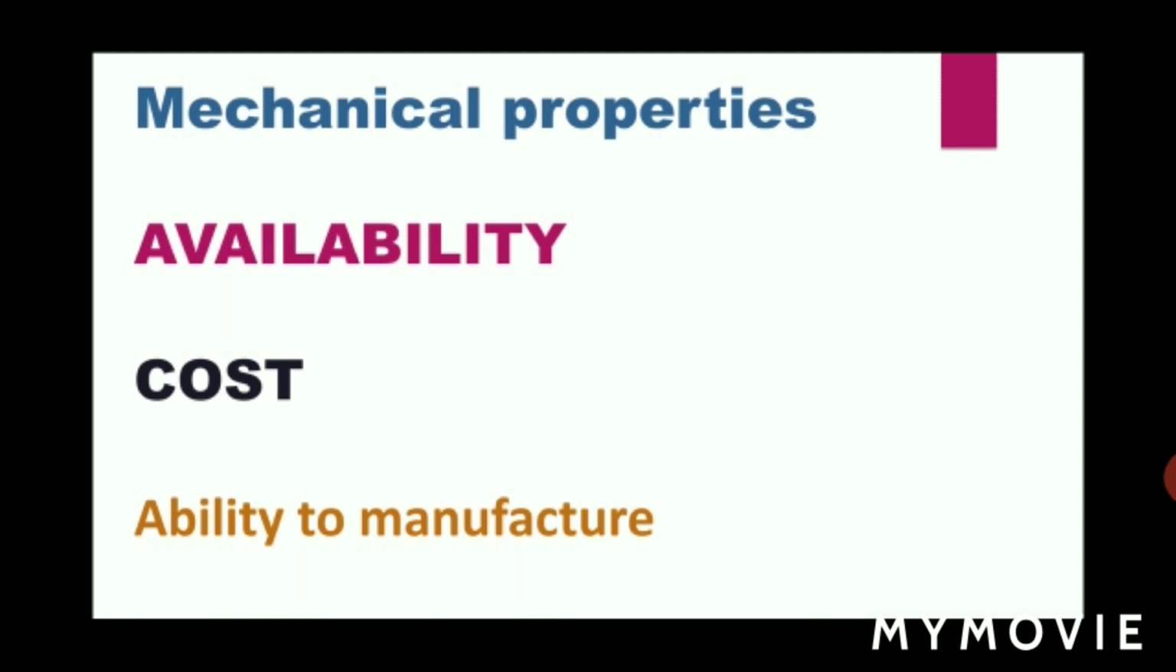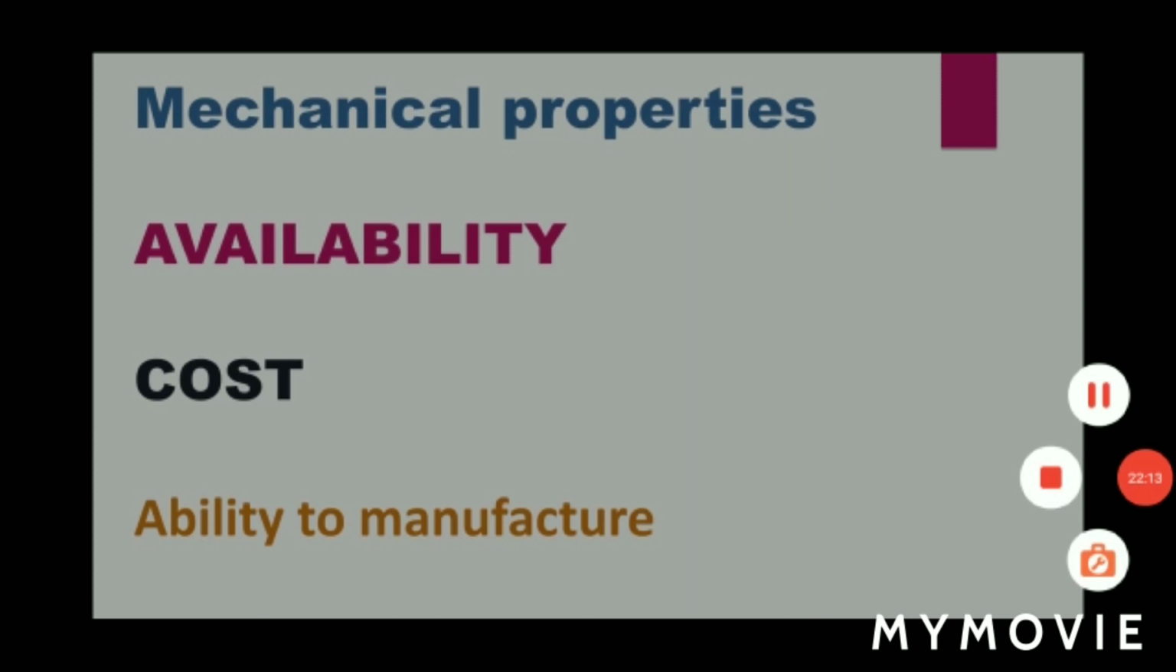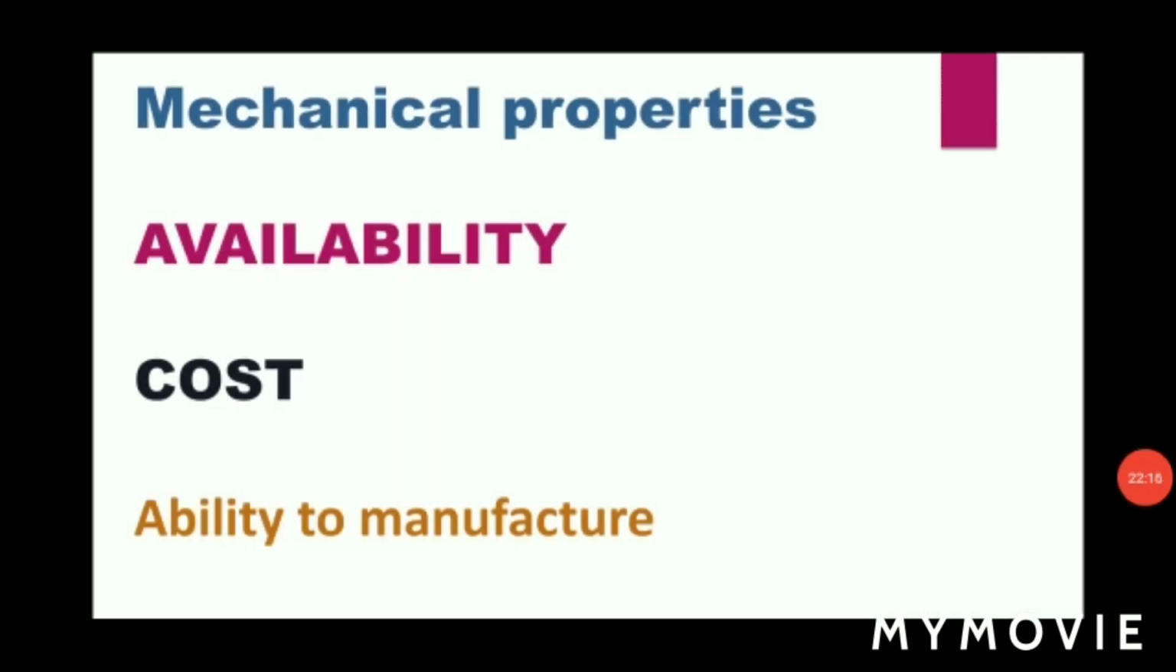Because suppose you go for a high standard material, a new innovation, then in order to process those materials, maybe you do not have that kind of manufacturing system here. Maybe you have to go to another location, or sometimes even another country. So it will affect the cost of your component. That is very important for you. The ability to manufacture means whether your selected material is processable or not.